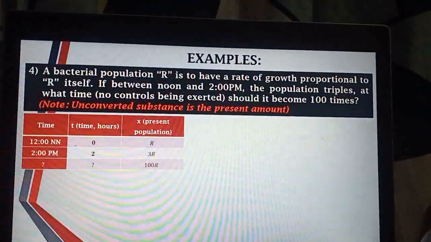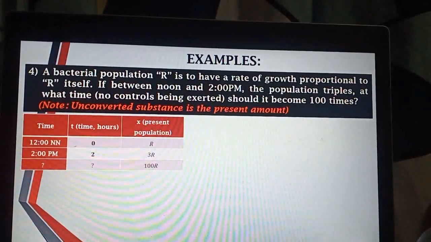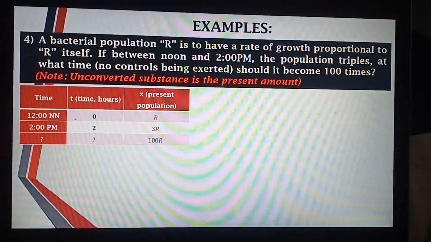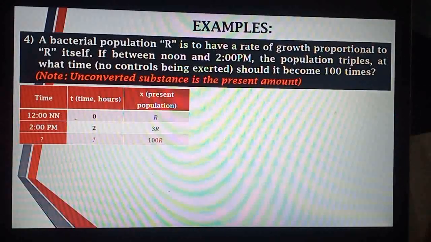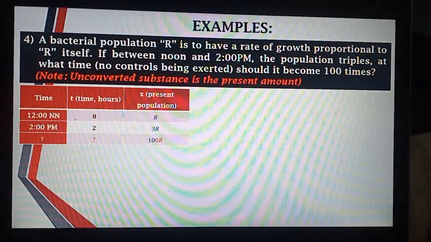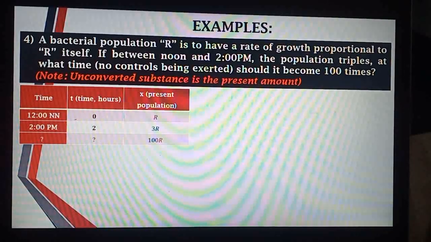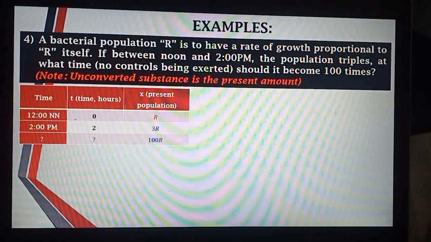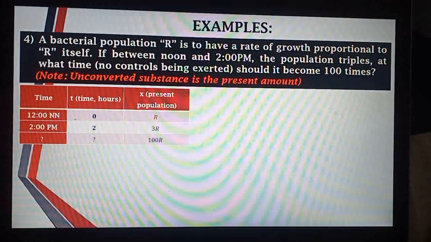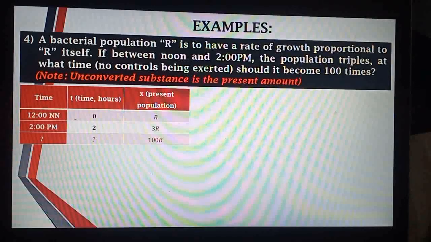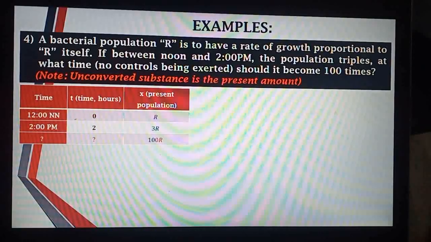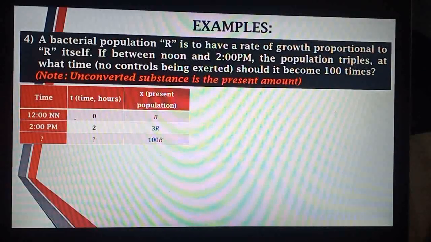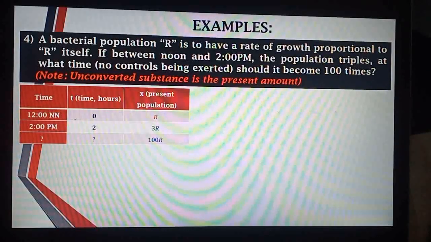Then next example, we have number 4. So example number 4, again, a bacterial population R is to have a rate of growth proportional to R itself if between noon and 2 p.m. the population triples. At what time? No controls being exerted. So ibig sabihin, nakabase lang siya dun sa law given, which is the rate of decay, application of the differential equation. Then should it become 100 times, meaning to say the unconverted substance is again the present amount.